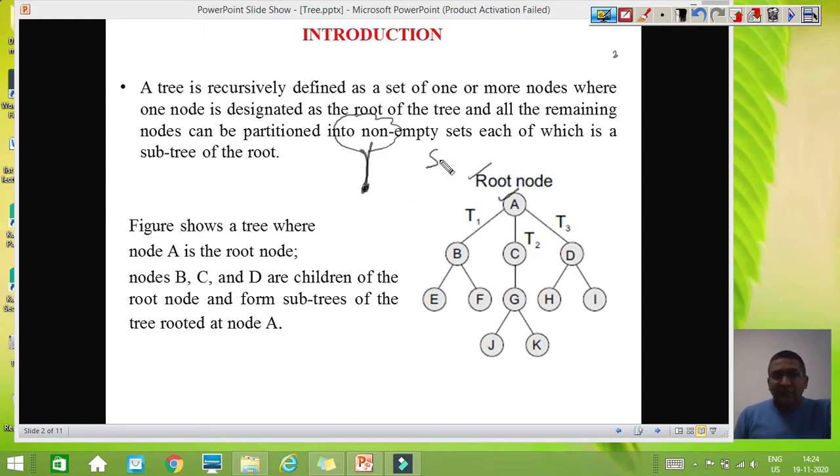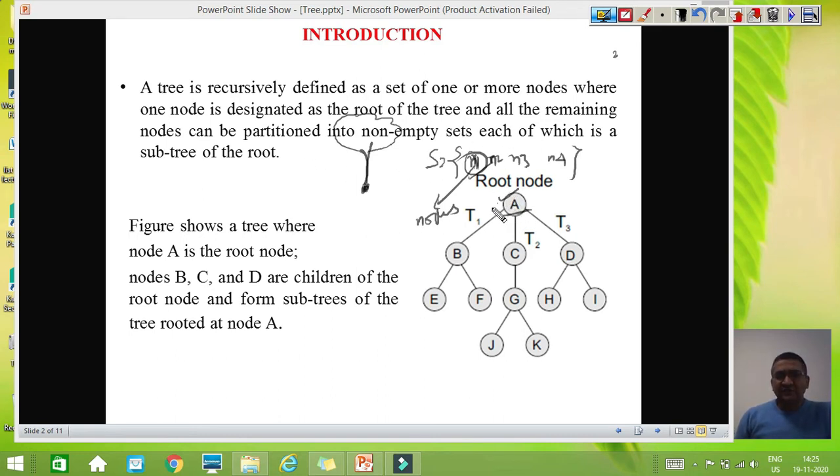Here it is a collection of elements, let's say R, N1, N2, N3, and N4. These elements are said to be our nodes, and out of all these nodes, one node is special and is said to be the root. Here you can see all these A, B, C, D are the nodes of this tree, and this is a special node that we call the root.